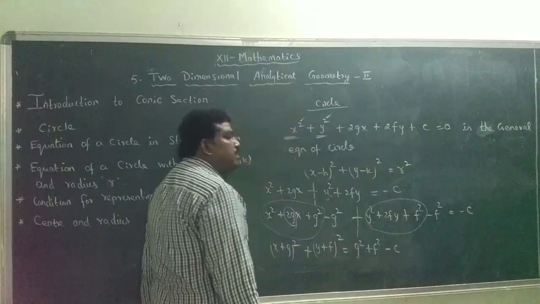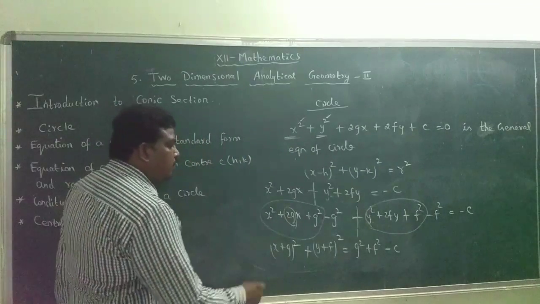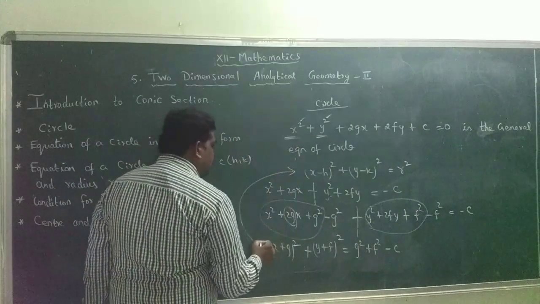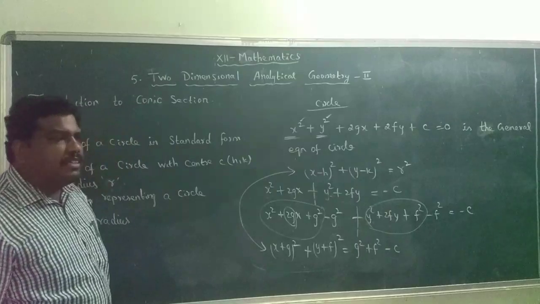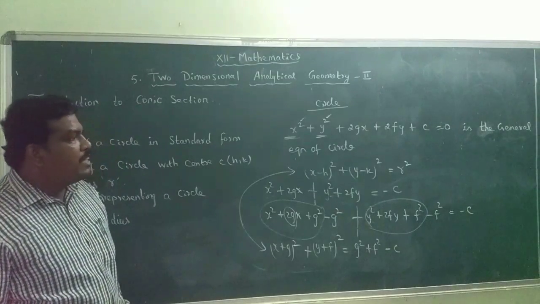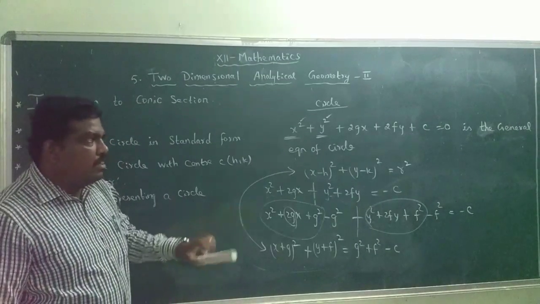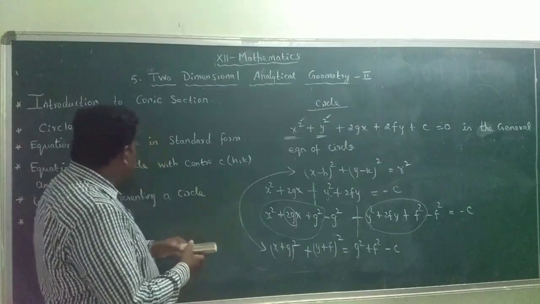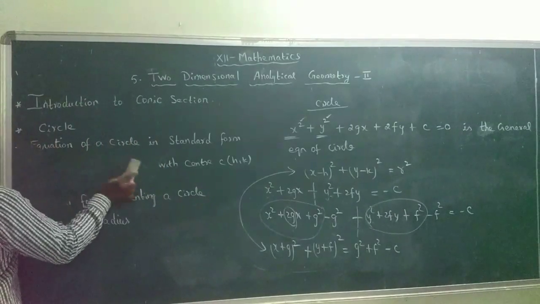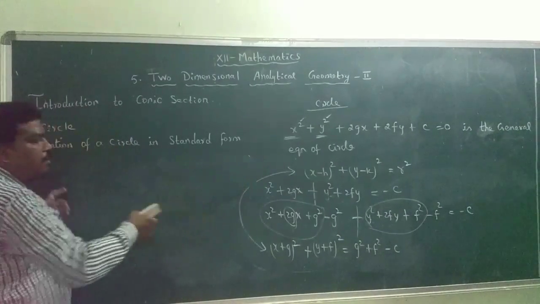Already there is minus c. Now just bring the given one to the same structure: x minus h the whole square plus y minus k the whole square equal to r square. You just compare this one. The compare பண்ணாவே உங்களுக்கு ஃபார்முலா கிடைச்சது.